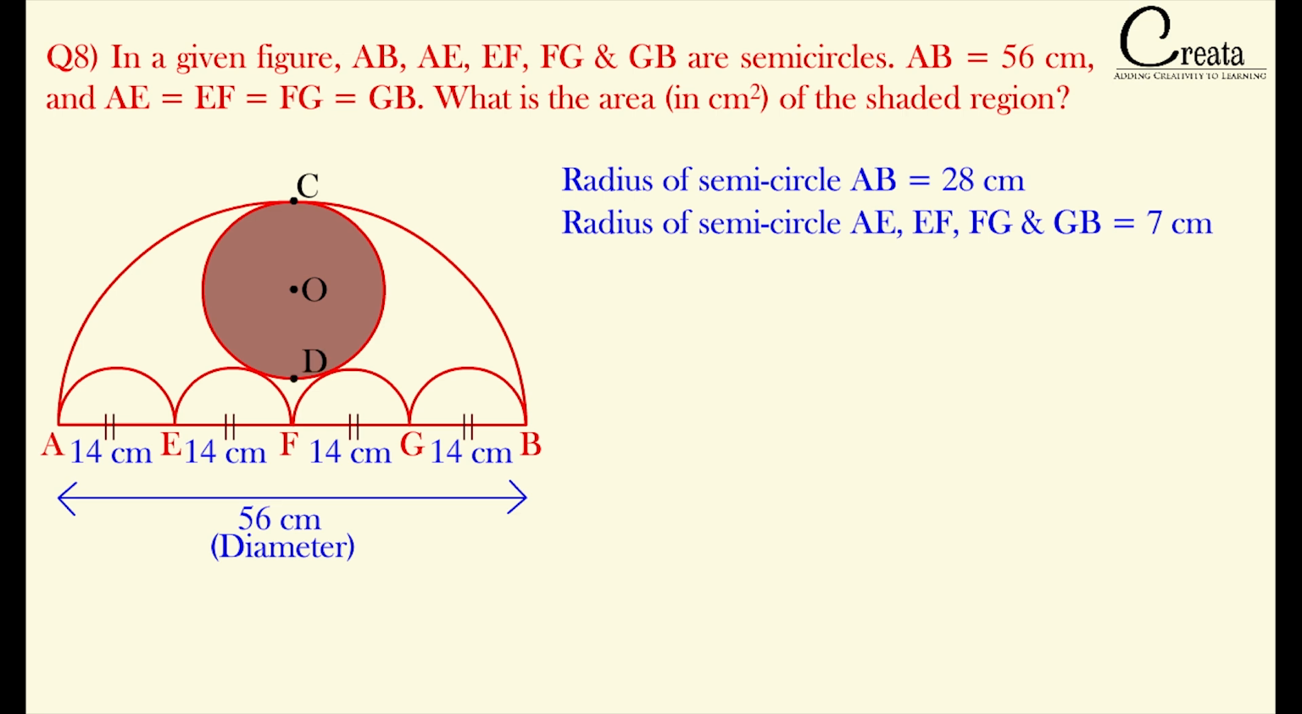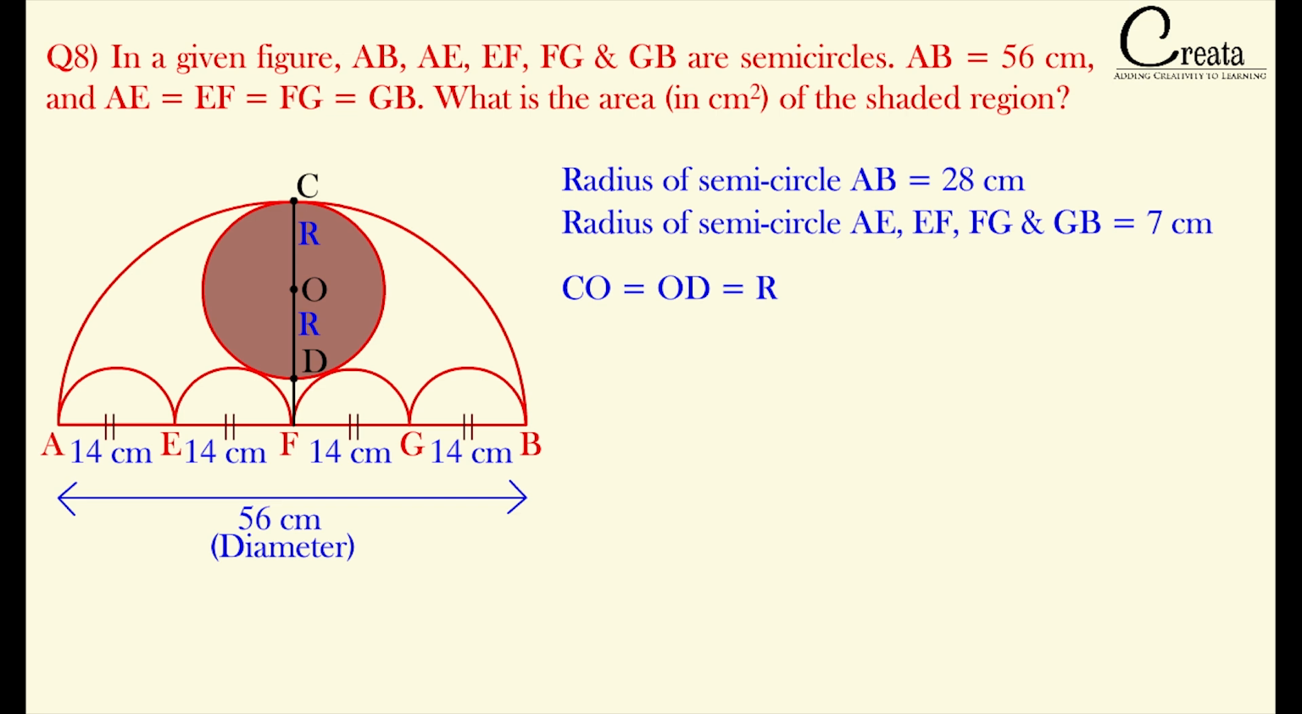Let's join point C to F. Okay, we got a line segment CF. Further, let's assume the radius of this shaded circle as R. Okay, we got CO is equal to R and also OD is equal to R. CO and OD are the radius of this circle. We have assumed the radius of this circle as capital R.